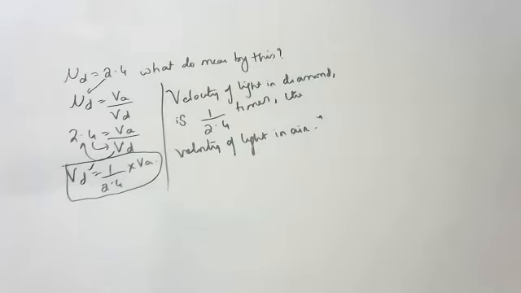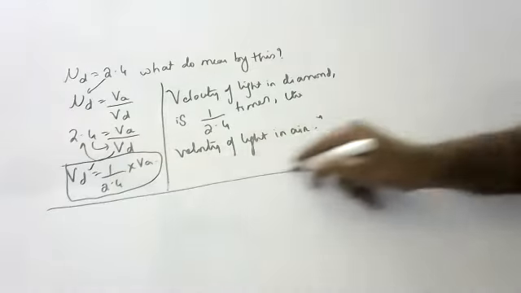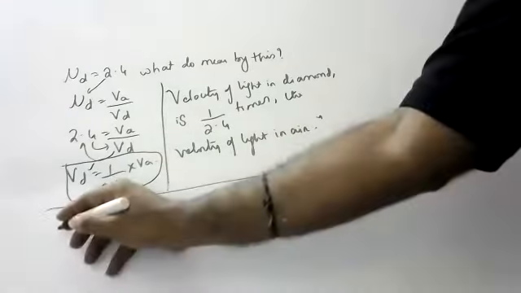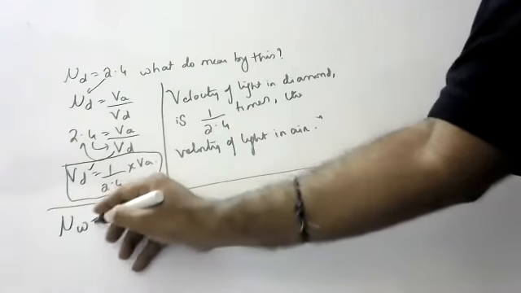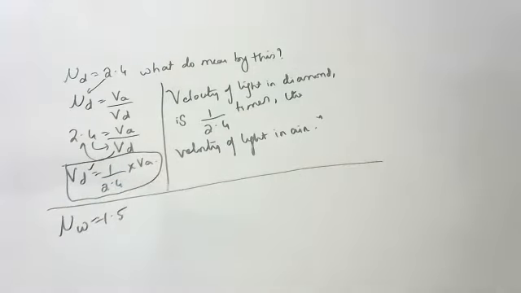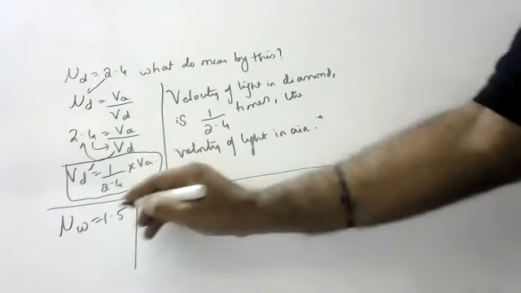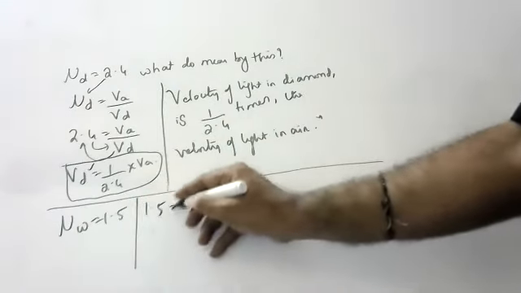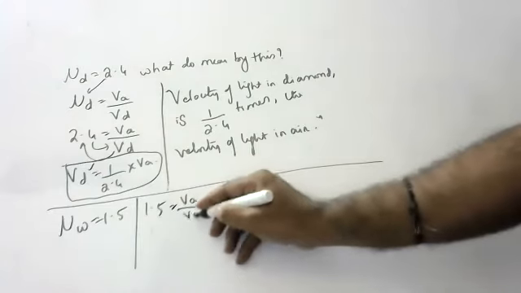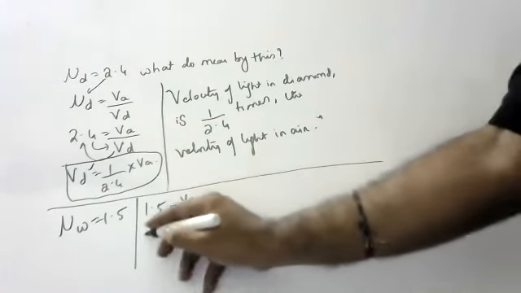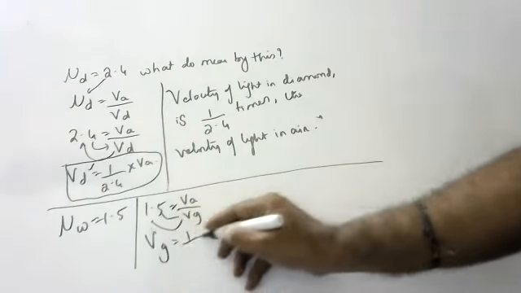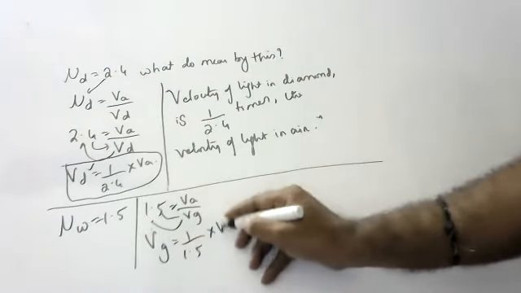Okay, children? Those who didn't understand, one more example I teach you. Suppose the refractive index of water is 1.5. What do you mean by that statement? So first you have to derive it like this, children. 1.5 is equal to velocity of light in air by velocity of light in glass. This goes up, this comes down. So velocity of light in glass is 1 by 1.5 times velocity of light in air.